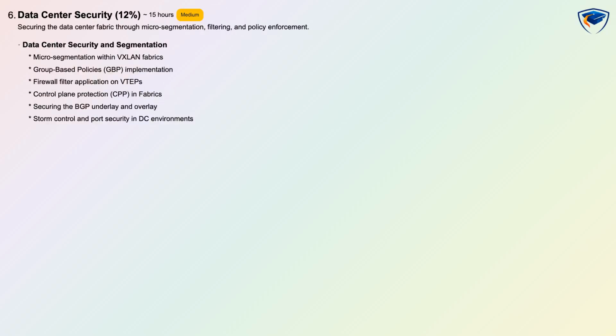Data center security is 12%, medium difficulty, with an estimated 15 hours of study and combined conceptual and scenario-based assessment. The focus is on securing the fabric with practical techniques like micro-segmentation inside VXLAN fabrics, group-based policy implementation, and applying firewall filters on VTEPs for traffic enforcement. You will also cover control plane protection, securing BGP underlay and overlay, and classic data center protections such as storm control and port security to harden operations.